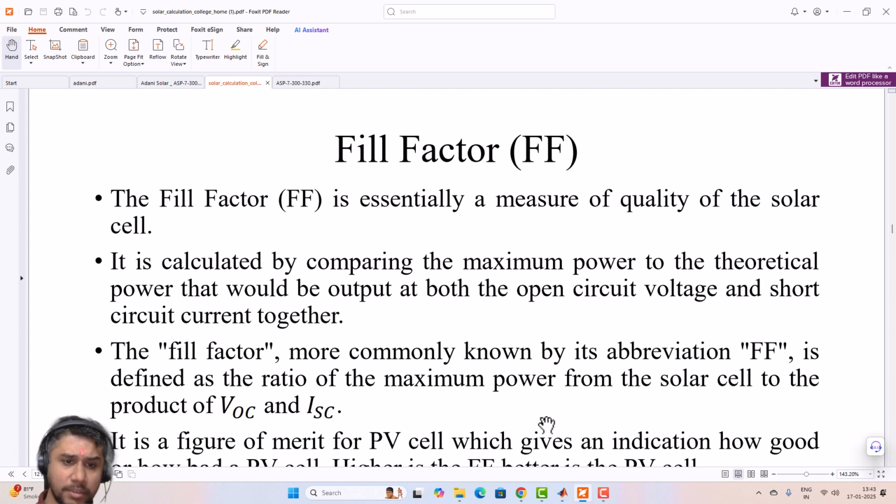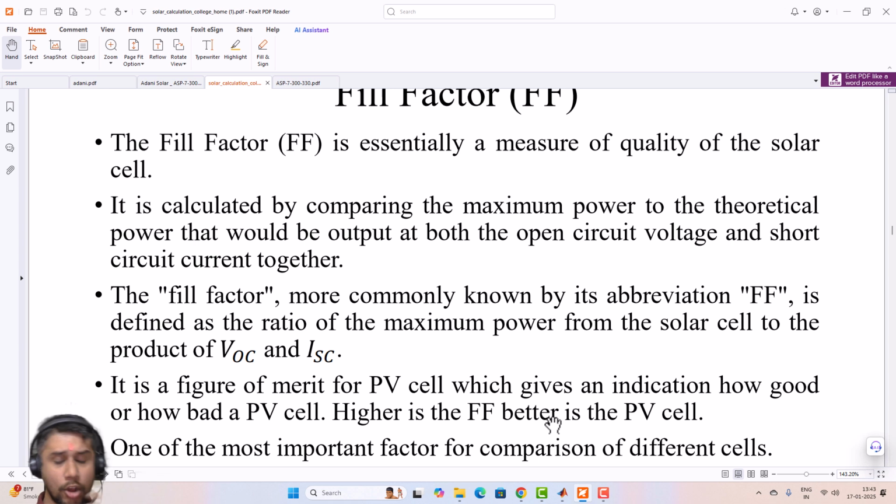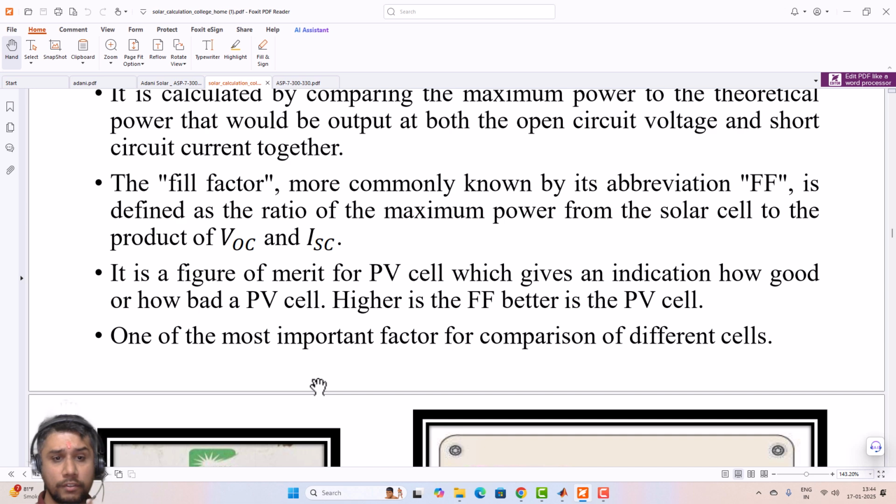It is generally termed the figure of merit of a PV cell, which gives the indication of how good or how bad your PV cell is. The higher the value of fill factor, the better your PV cell is. For multicrystalline material it is lower, but for monocrystalline material the value of fill factor is improved. One of the most important factors for the comparison of different cells is fill factor.